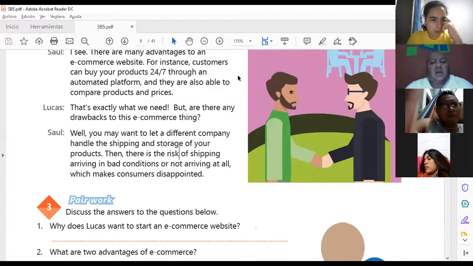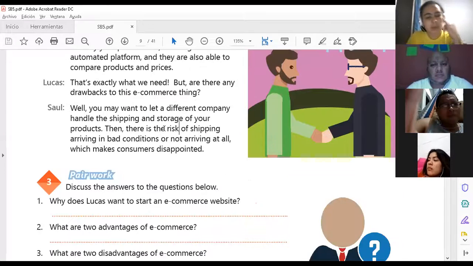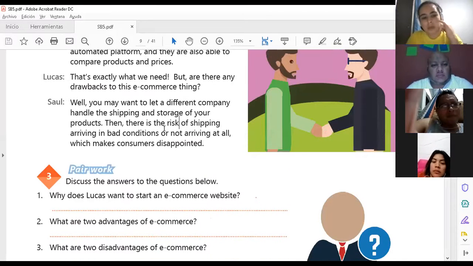Next one. What are two advantages of e-commerce that you can see here? The first one is that the customers can buy the products 24/7. Correct. And the other one? You can compare products and prices. That's right. Excellent. And the last one, what are two disadvantages of e-commerce?